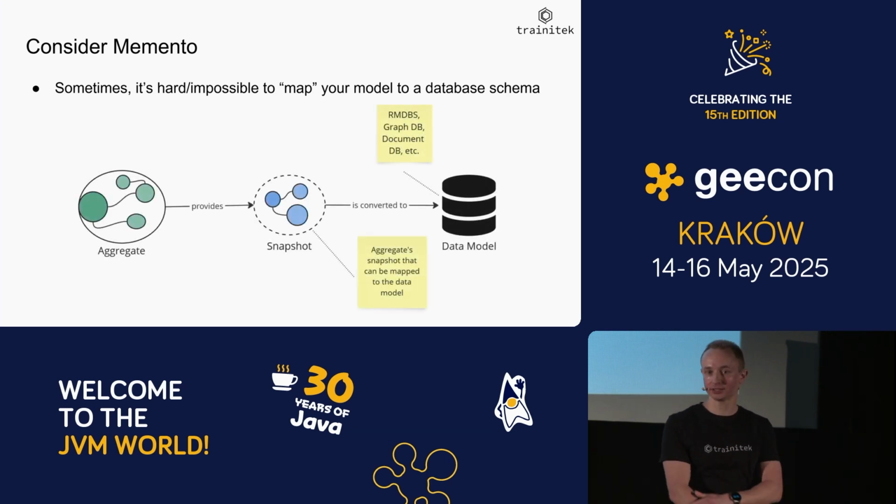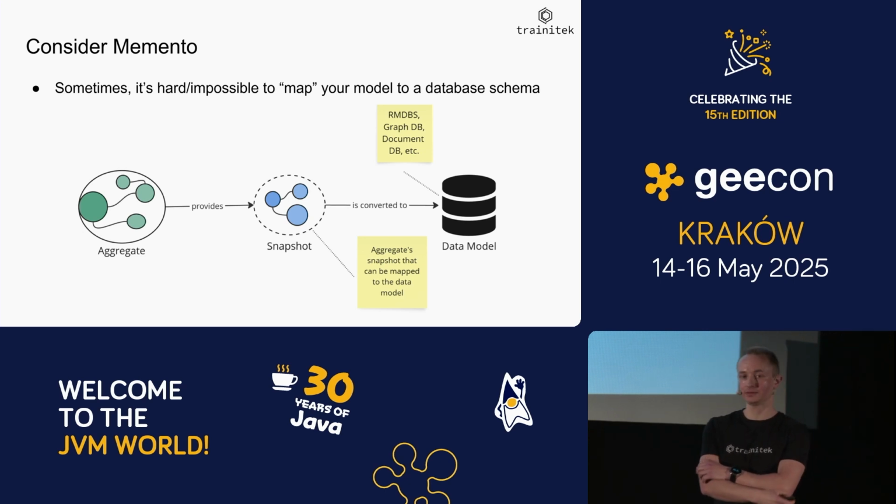In this case, you can consider using memento, which means that basically you have an aggregate that does the job and contains business logic. However, when you need to persist it, it actually provides you a snapshot that can be easily mapped to a database. And when you need to dehydrate the aggregate back, you basically go to your database, get the snapshot, and then convert it back to aggregate.